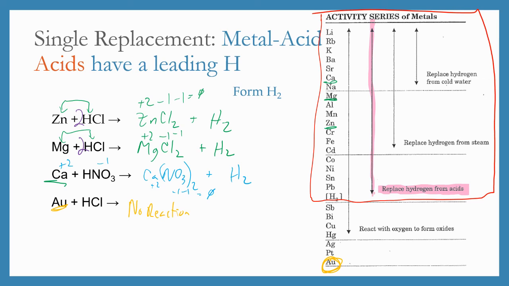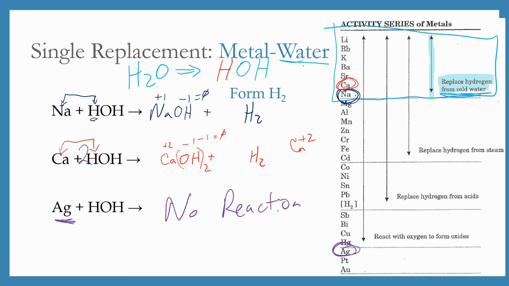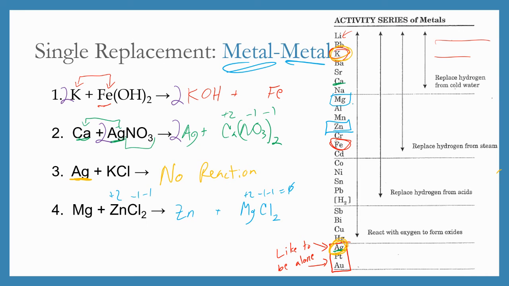All right, so those are the single replacements. You need to know when it's with an acid, it's going to be only those that are in the red box. When it's with water, it's going to be only that smaller group in that blue box. And when it's with another metal, it needs to be higher up if it's going to be in the compound. Okay, so if silver is in the compound, it'll get kicked out and be alone, because things down here like to be alone when the reaction's done. And things up here like to be in compounds.